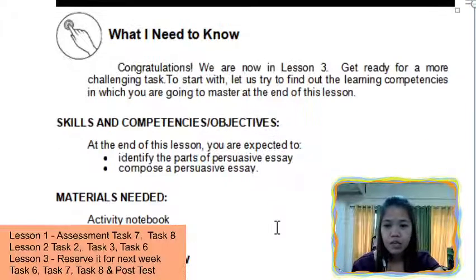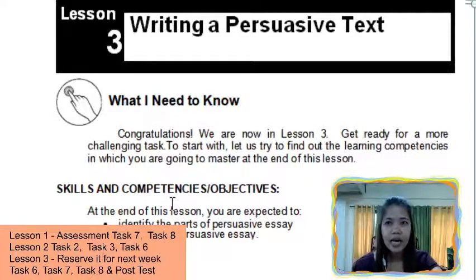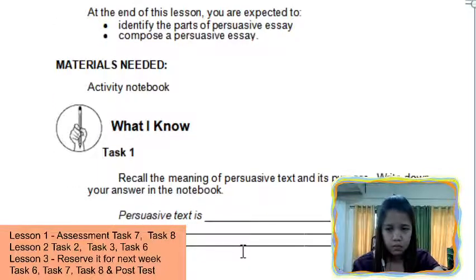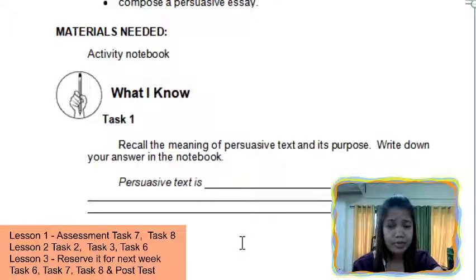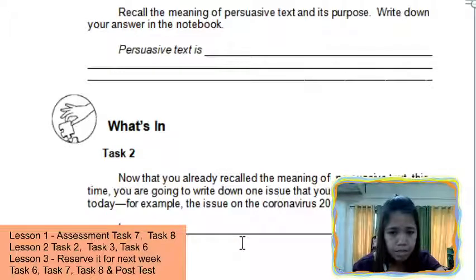Okay? So in lesson 3, this is writing a persuasive text. Ito na. It's like adding all together what you have learned in the previous lessons. Okay? You are expected to identify the parts of persuasive essay. You know that already. And of course, to compose a persuasive essay. For task 1, persuasive text is, tapos na tayo dyan. We have discussed that.